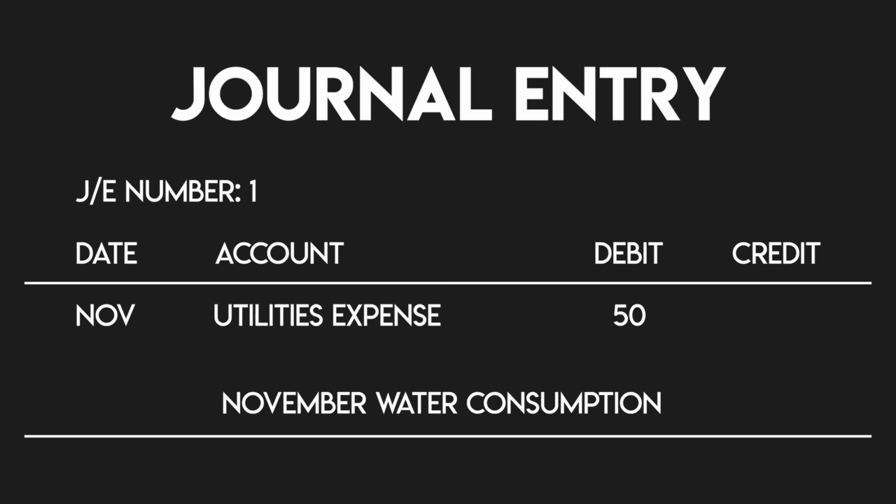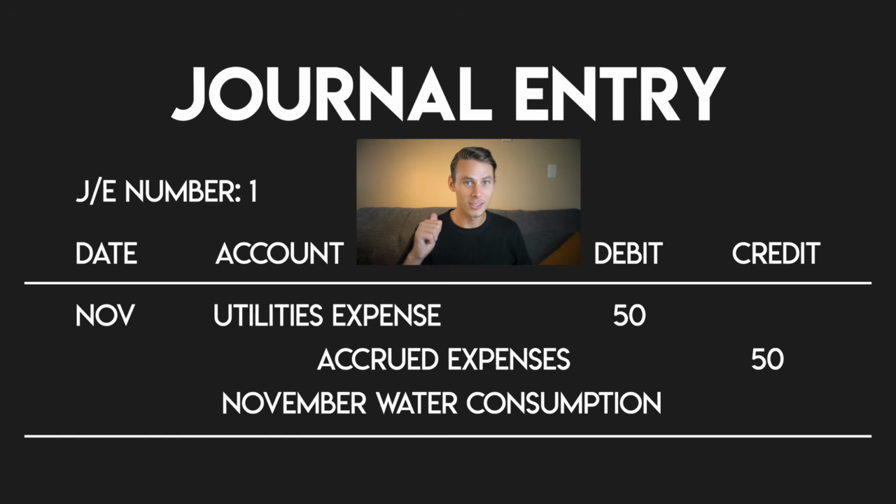And liabilities are the L in DEALER, normal credit accounts. So credits increase accrued expenses and debits decrease them. So we need to credit our accrued expenses to increase them by $50 in the balance sheet. Great.